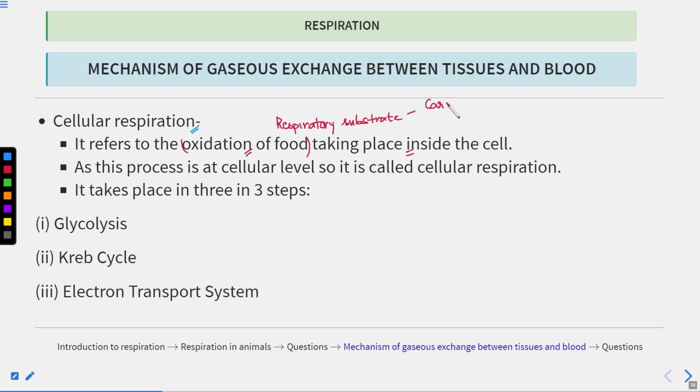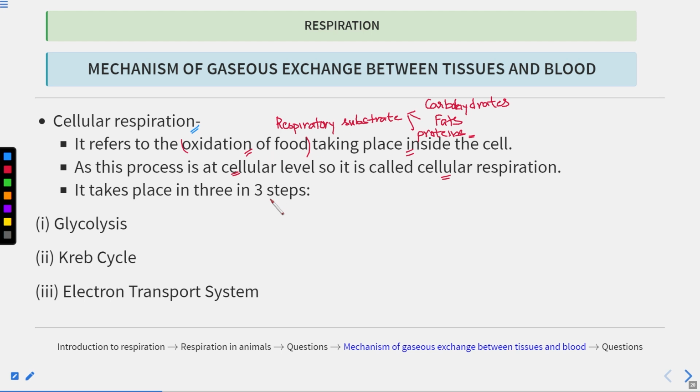One is the carbohydrates, within which glucose is the main respiratory substrate as it is readily available. Apart from these, we have fats and then we have proteins also. All right, clear? Now, as this process is at the cellular level, it is known as cellular respiration.